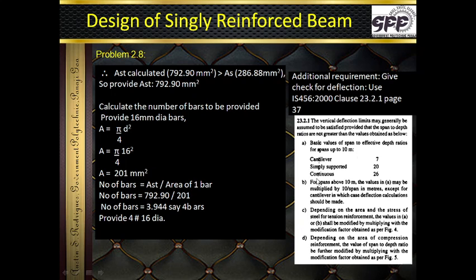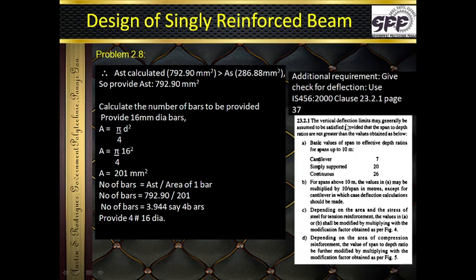The next check which is required to be done is the additional requirement, the check for deflection. Now the check for deflection is given in IS 456 2000 clause 23.2.1, page 37. What does it say? The vertical deflection limits may be generally assumed to be satisfied provided that the span to depth ratios are not greater than the values which have been given over here. So the span to depth ratio for a simply supported beam cannot be more than 20. That is exactly what the code says.